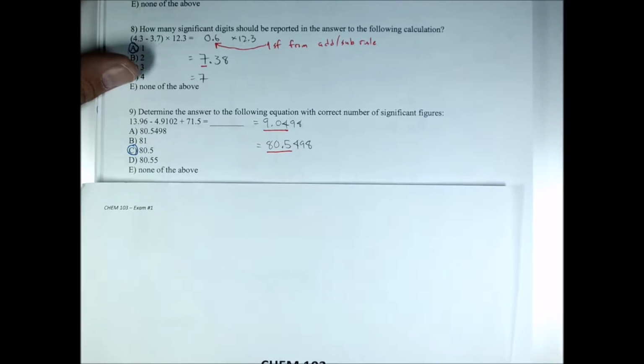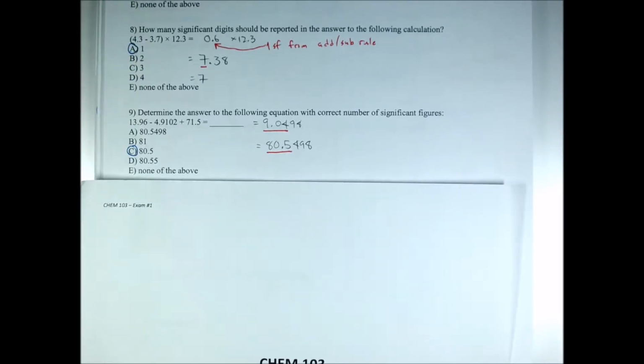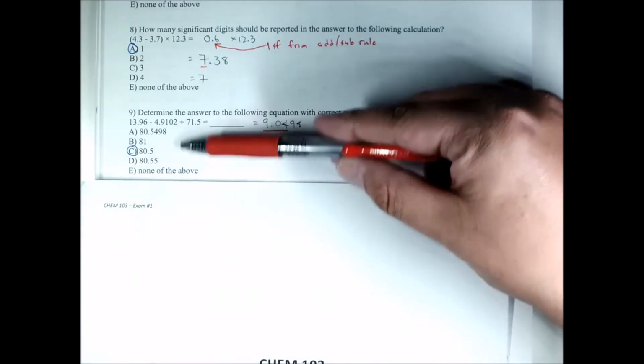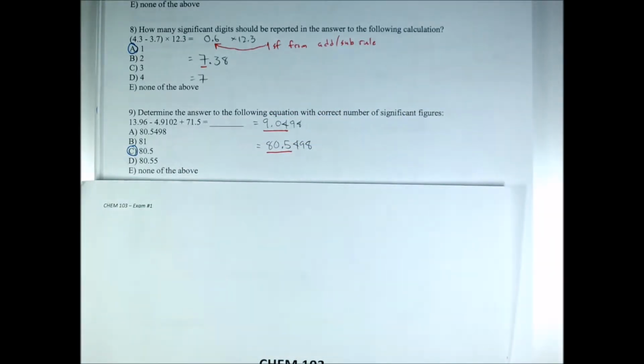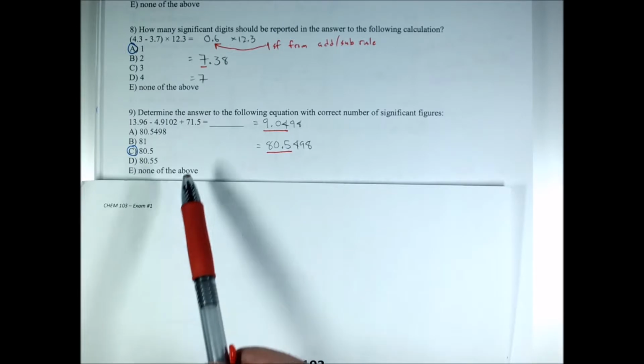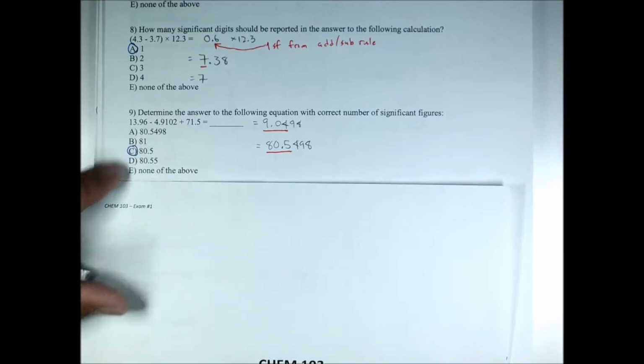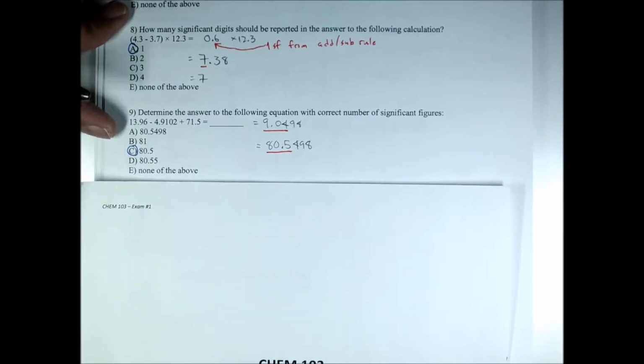All right, this next one here, you actually had to do the calculation. You may notice that all the numbers appear to be kind of the same. So following our sig fig rule, same deal again here. We end up with 1 decimal place for only following the addition and subtraction rule here. So 80.5 is the correct response.